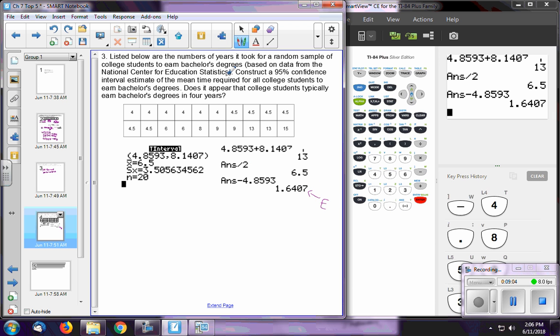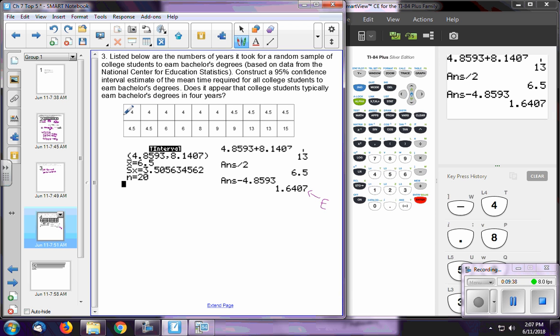So the follow-up question says, does it appear that college students typically earn a bachelor's degree in 4 years? Well, what could we say to answer that? 4 years does not actually fit within our lower and upper bounds. So although 4 is not within the confidence interval, that might indicate we have to look a little bit more closely at our data. You'll see here that over half of our data points is between 4 and 4.5. So how would it be that most students might be finishing in 4 years?